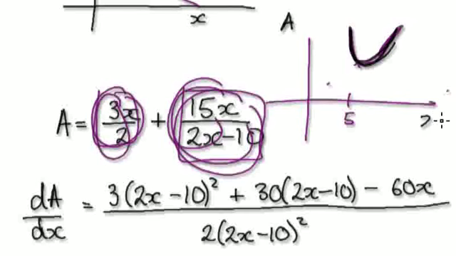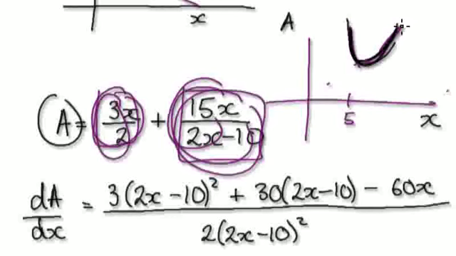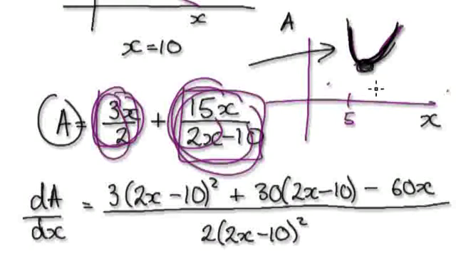This is your A, this is your x here. So when you plot a graph of A equals this thing here, it will look like a U shape. Now because this is a U shape, we know that what we just found out when x equals 10 here would be a minimum as opposed to a maximum. A maximum would occur when the gradient is 0 on a graph like this.